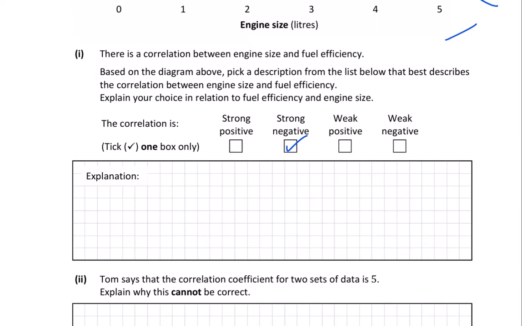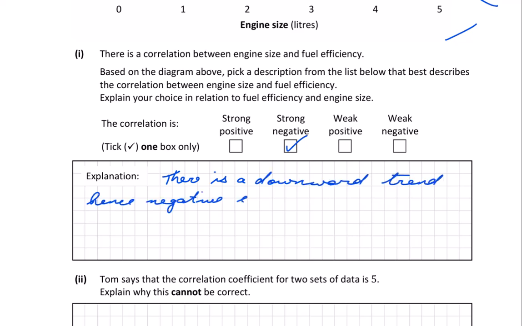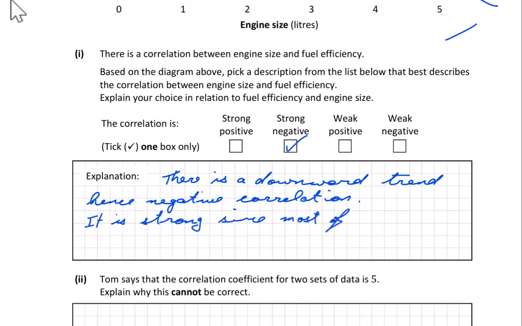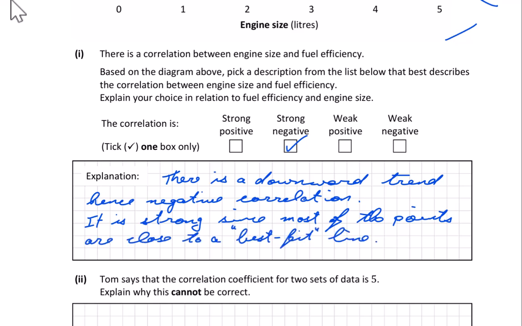Okay, so the explanation can be something like there is a downward trend, hence negative correlation. And you could also say it is strong since most of the points are close to the line of best fit, or a best fit line if you like. And then we would need to say something like as engine size increases, fuel efficiency decreases.